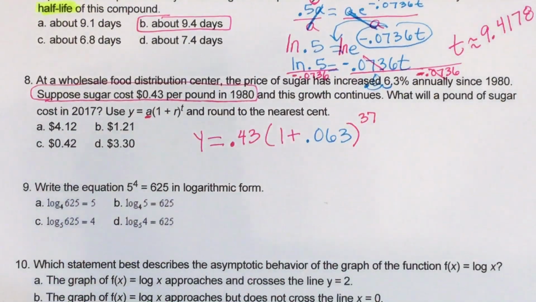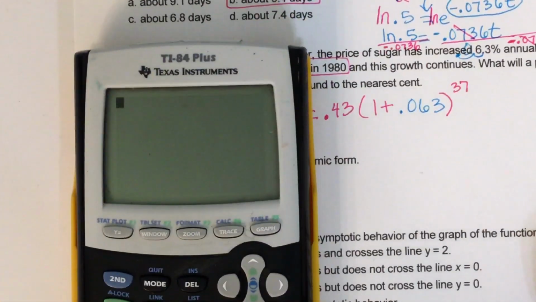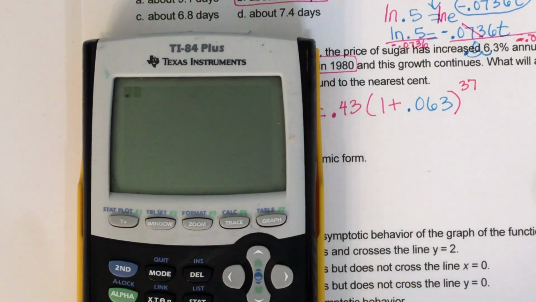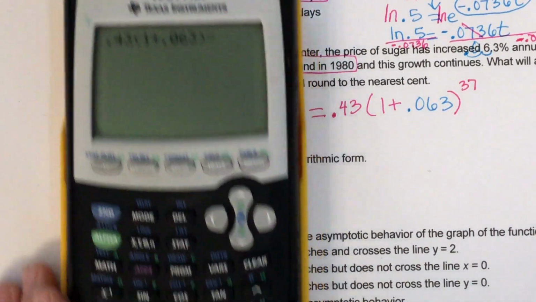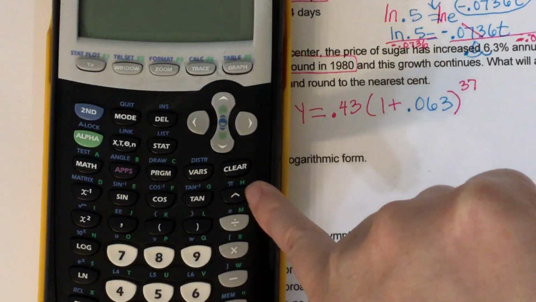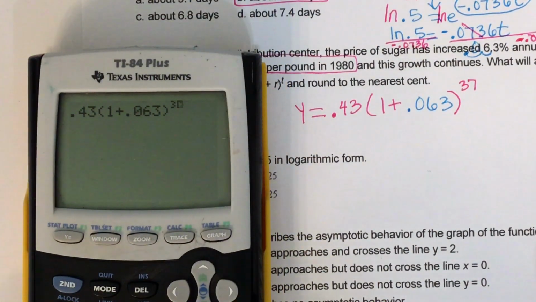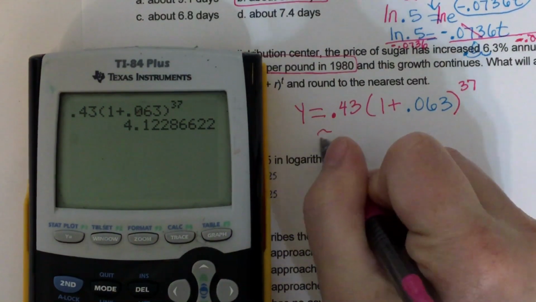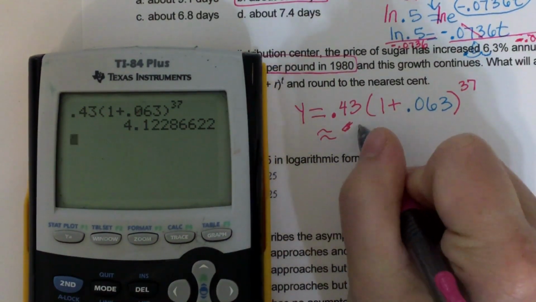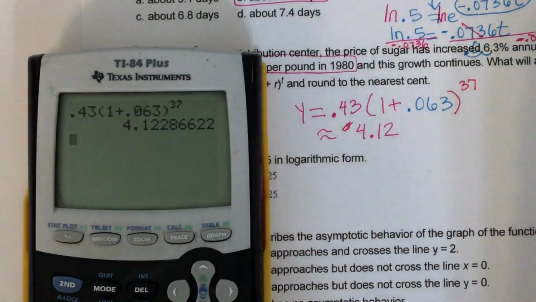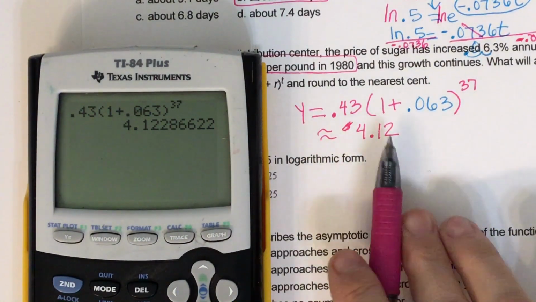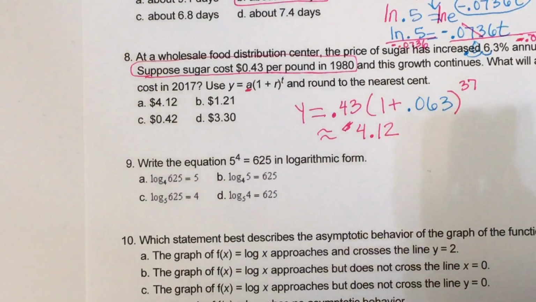Okay, so now I just plug the whole right side in my calculator. So I've got 0.43 parenthesis, 1 plus 0.063, close it up, raise it to the power. So remember Mr. Caret above the division symbol. So raise it to the power of 37. And that makes this sugar cost about $4.12. We're back to money, so I rounded to the hundredths since it's money. And that is answer choice B.